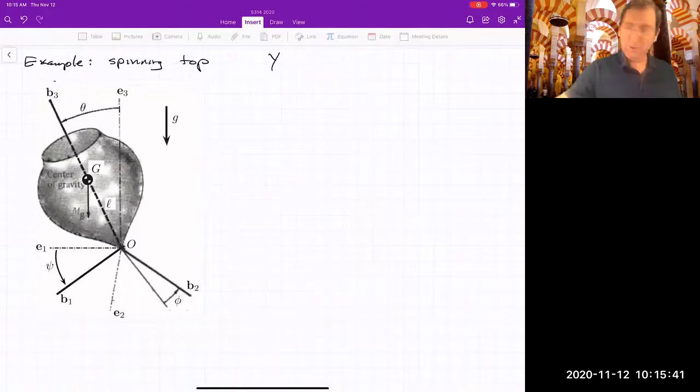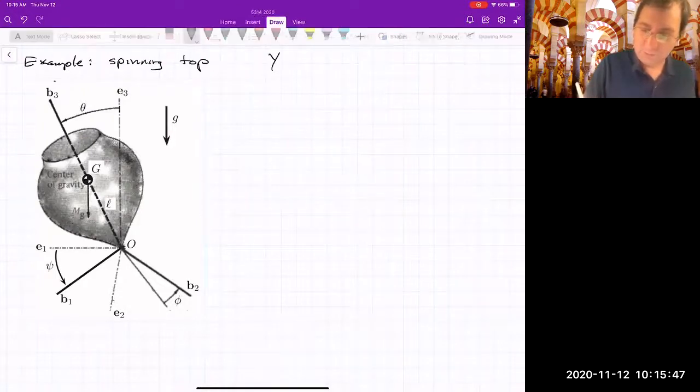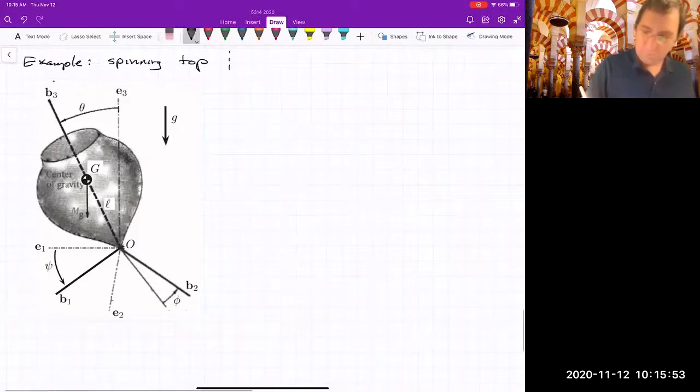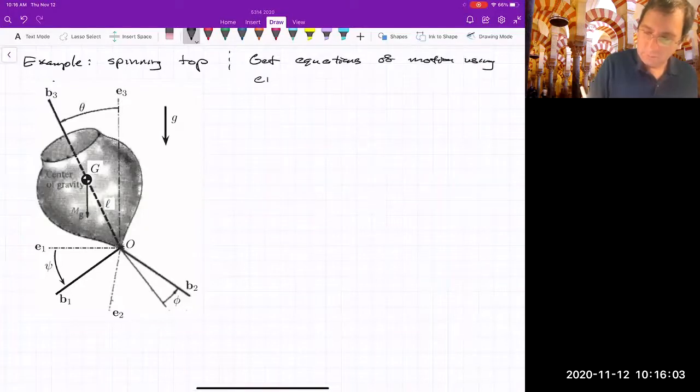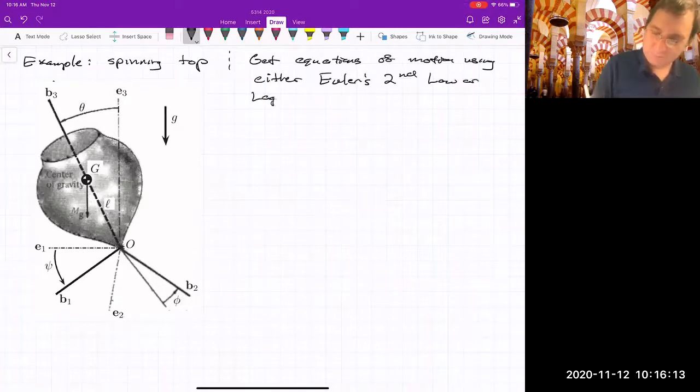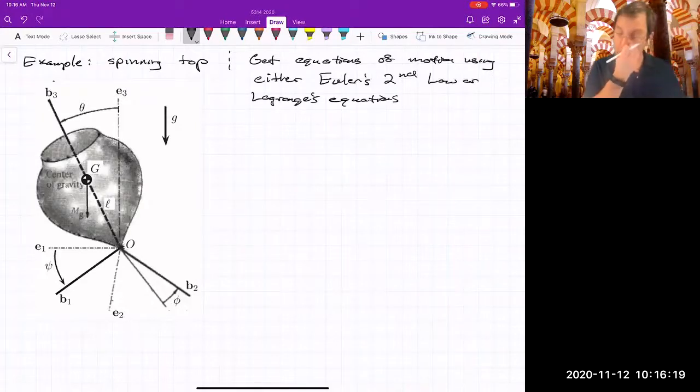And the spinning top, you can either use Euler's second law or Lagrange's equations. So if you were to work on this problem, you could use either, or maybe you want to use both and see if they get the same answer. Euler's second law or Lagrange's equations. You've already done a lot of the hard work for the Lagrange's equations part, so you might try that.